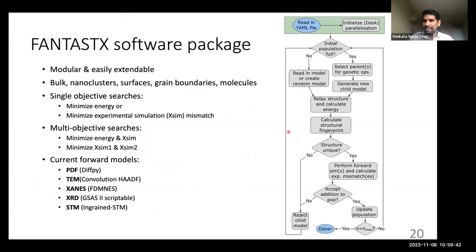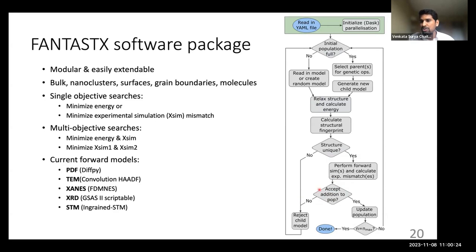FANTASTX is an evolutionary algorithm. Basically, we first sample a few candidate structures from the entire potential energy landscape that are representative of the full search space. Then for the initial population, we relax their structures, calculate their fingerprints, and make sure these created structures are unique, which means they are not already evaluated. Then we perform the simulation on the relaxed structure, and we take the mismatch, which is one objective function, and the energy, which is the second objective function, and we create an overall value using another objective function.